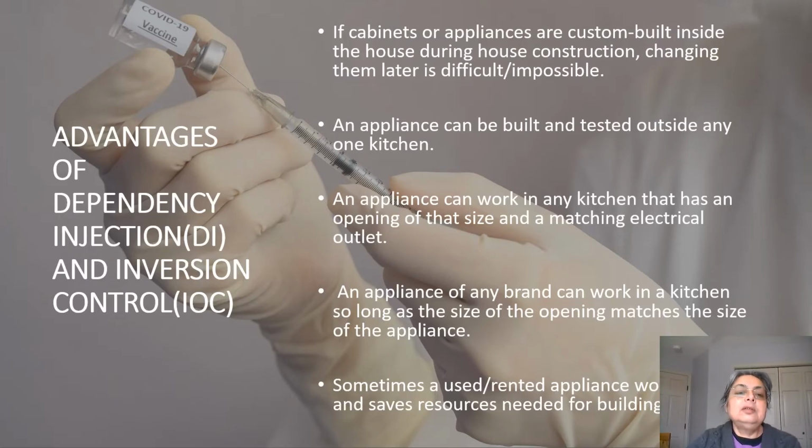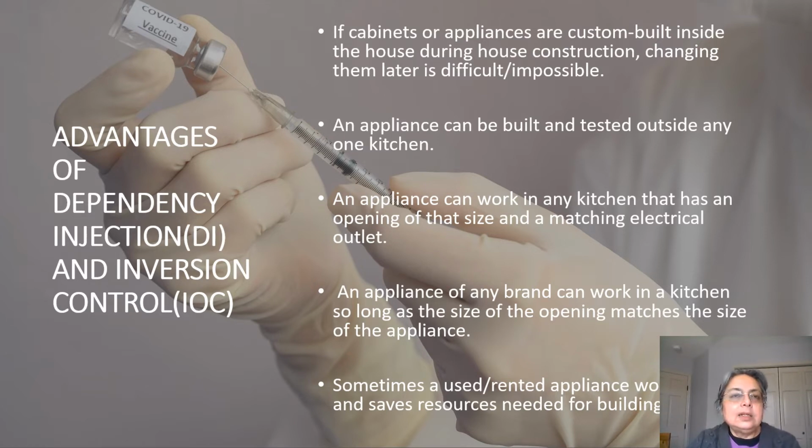So there are many advantages of dependency injection and inversion of control, which is pretty obvious. If my kitchen can be built somewhere else in a factory, my application or my kitchen doesn't have to take the trouble of custom building a fridge for itself. And they're very loosely coupled in that the fridge can fit in any kitchen where the size and the outlet are available, matching. They have to match, of course.